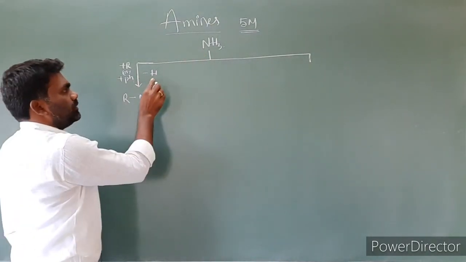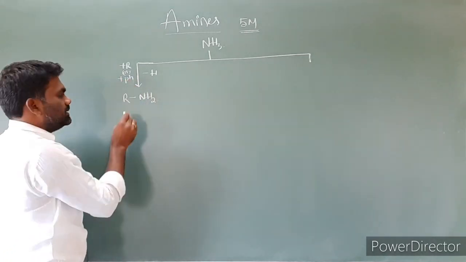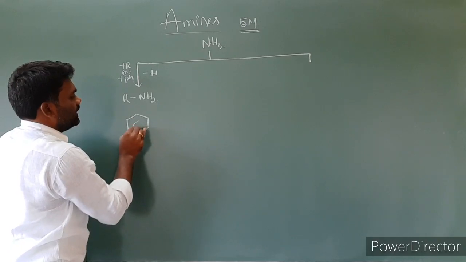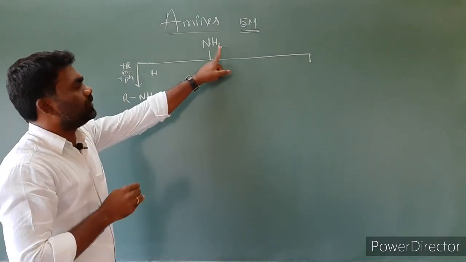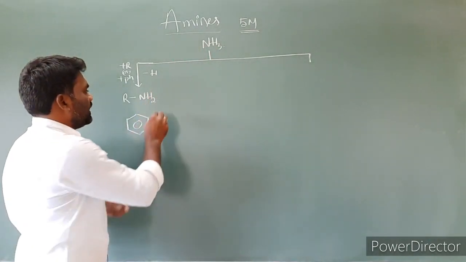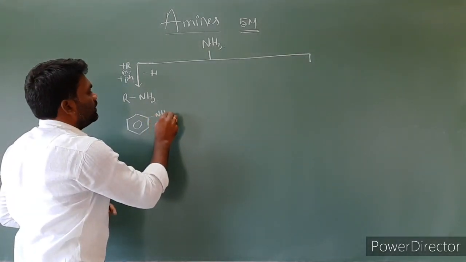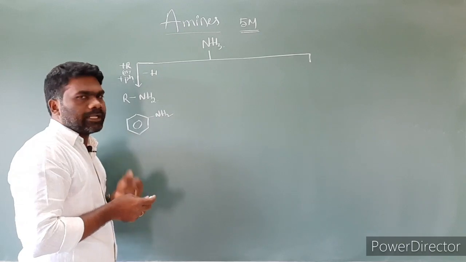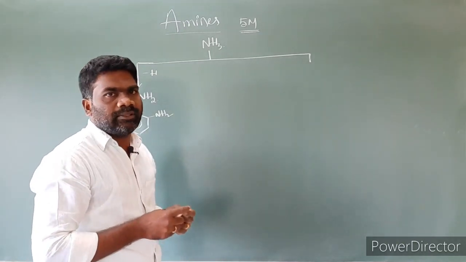Otherwise, remove hydrogen and add a phenyl, nothing but a benzene ring. I am removing one hydrogen, and this remaining part we are adding to the phenyl group. Then I am adding a phenyl group to the amine by replacing one hydrogen. So this is the product I got. This is also an amine.